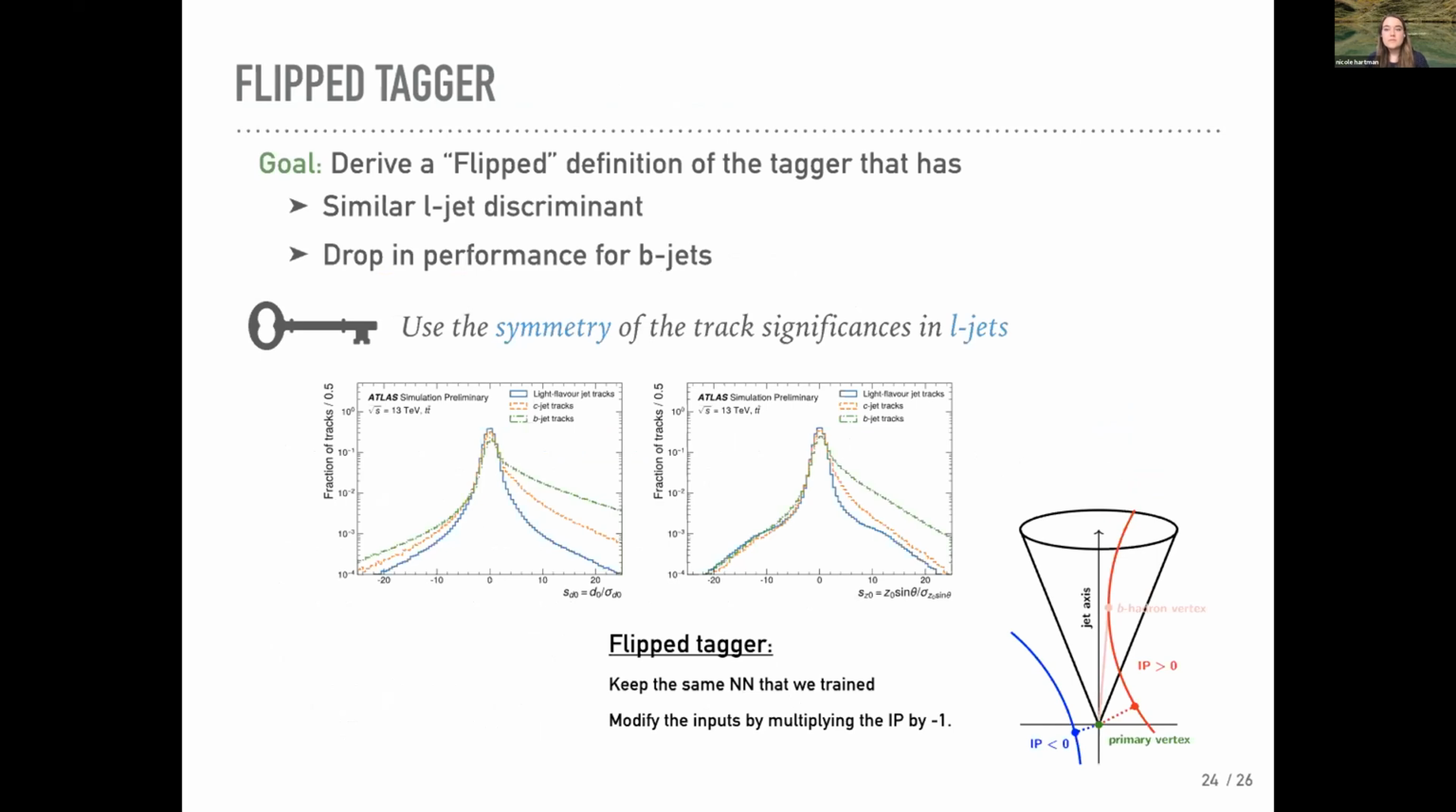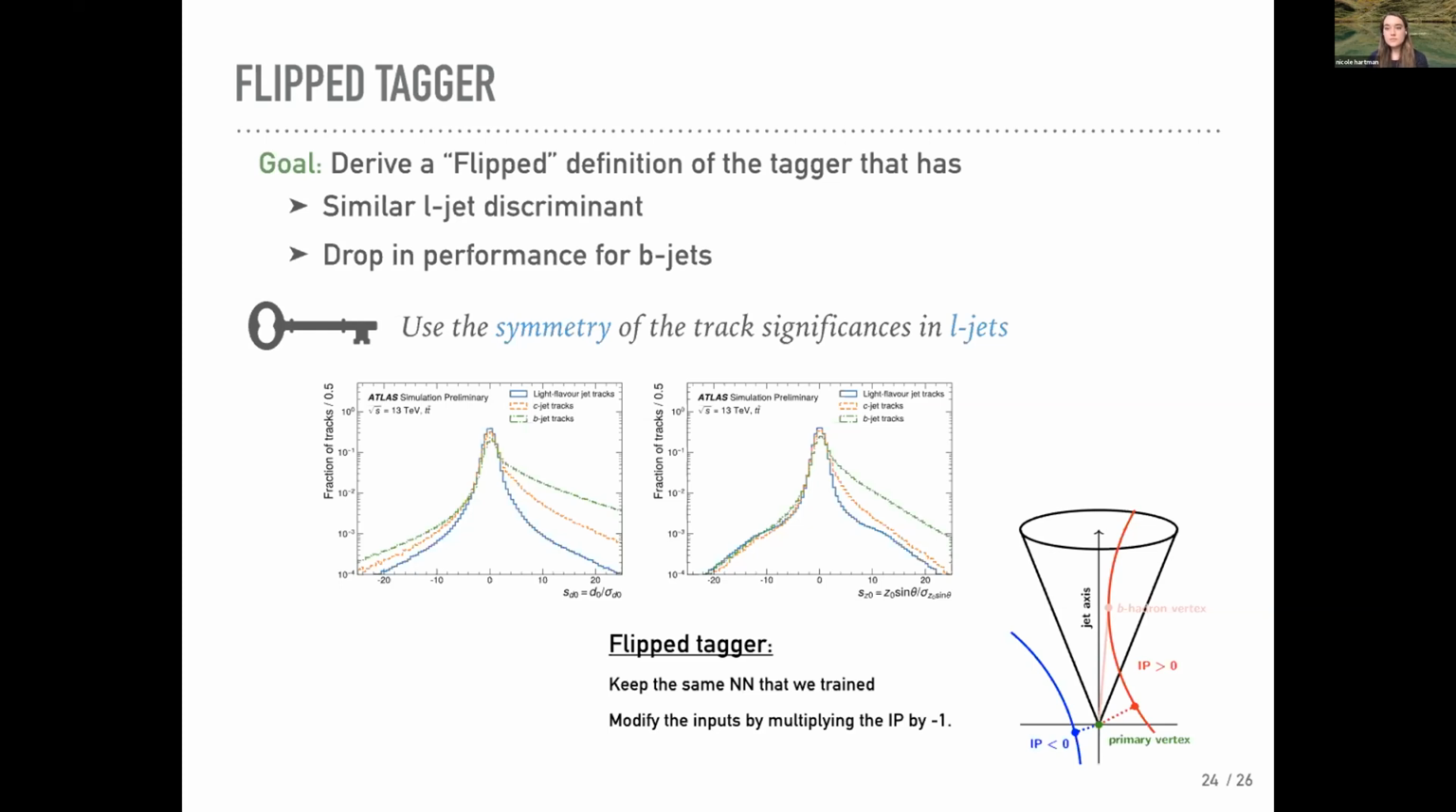So what I mean by a flipped tagger is a definition of the tagger that has a similar discriminant for light jets, but a drop in performance for B jets, so it won't be dominated by the heavy flavor contribution. So the key feature that we use here is the symmetry of the track impact parameters and significances in light jets, i.e. assuming that the tracks' significances are dominated by the resolution effects. You can see how justified this assumption is where I'm re-showing these significance distributions.